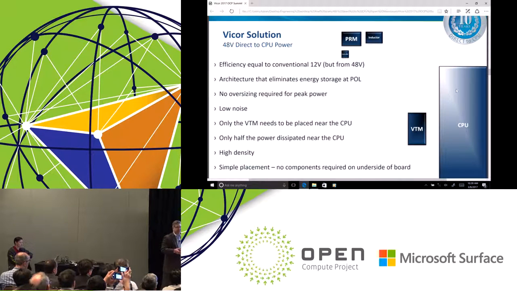So right away, you can see there's density far exceeding that of a 12-volt type design. Now, purposely up top, it's not my poor slide craftsmanship, there is a support device we call the PRM. And then the interface controller, be it SVID, PM bus, et cetera. It's purposely put up that way because it can sit quite remotely or at the board's edge compared to the VTM. So where the critical real estate is around the CPU itself, only this one device is needed.